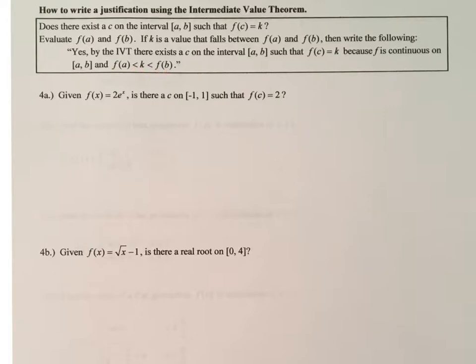So let's try that using this template on number 4 that says, given that f of x equals 2 times e to the x, is there a c on the closed interval from -1 to 1 such that f of c equals 2? Okay, so the first thing we're going to do is evaluate f of a and f of b. So let's find out what f of -1 is, and then we'll evaluate f of 1, and then we'll see if 2 falls between those two function values.